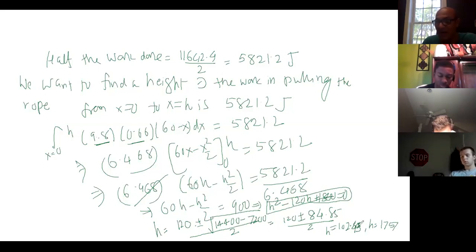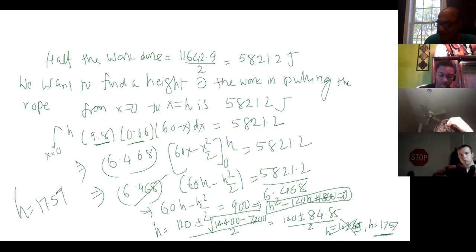Which answer is good out of these two? Make sure, since the length of the rope is 60 meters, right? And here it says that the value is 102. Is it possible that you can increase the length of the rope? No, it's a fixed number, right? So your answer at half the work done must be between 0 and 60. So this 17.57 makes more sense. This doesn't make sense. So please cancel this answer, and your answer is h equal to 17.57, and it is given in terms of meters. So don't forget the unit. So this is the answer.